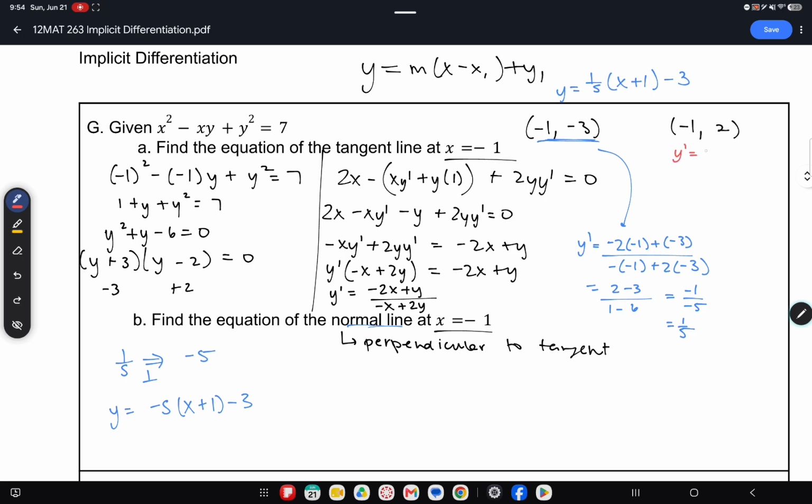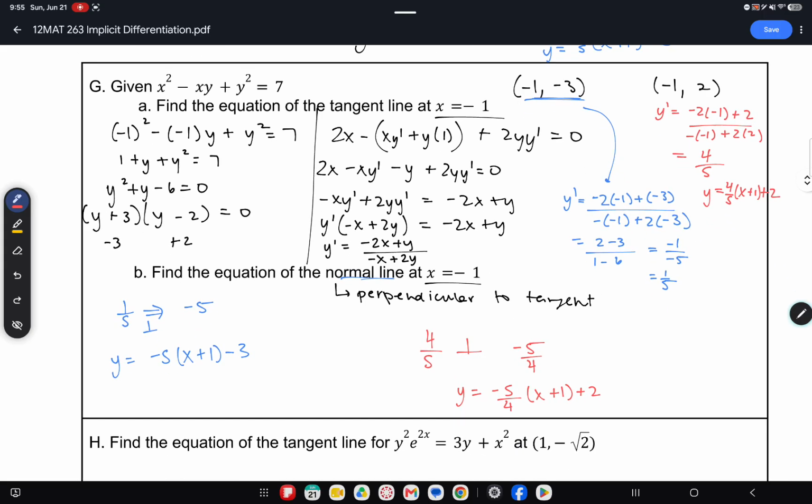So y prime is negative 2 times negative 1 plus y over negative 1 plus 2 times 2, which will give me 2 plus 2 is 4, and 1 plus 4 is 5. So that equation is going to be y equals 4/5 times x plus 1 plus 2. And then for that normal line, 4/5, and then perpendicular is going to be negative 5/4. So y equals negative 5/4 times x plus 1 plus 2. Right?